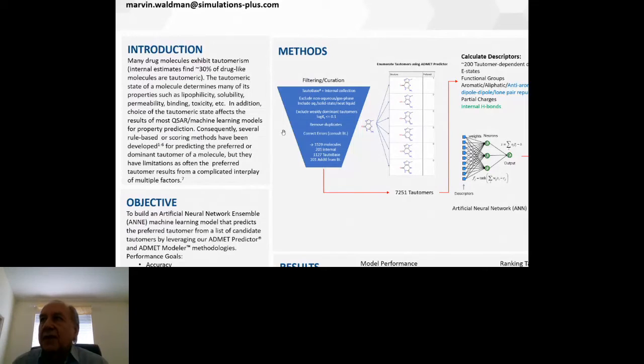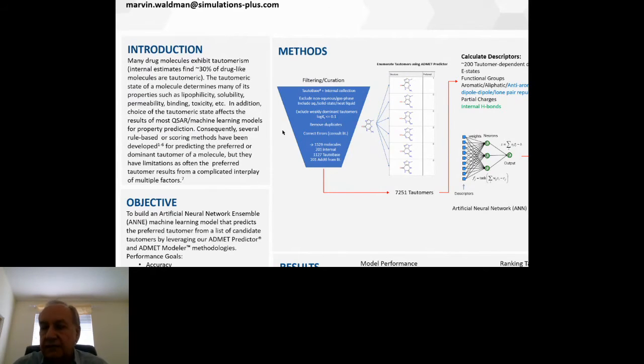So as you probably know, many drug molecules exhibit multiple tautomeric forms. Based on our internal data sets of drug or drug-like molecules, we find about 30% of them exhibit tautomerism. And the tautomeric state of a molecule affects almost all of its properties: log P, solubility, permeability. Consequently, choice of the tautomeric state will affect the results of building machine learning models, QSAR models. The choice of the tautomer affects the descriptors, typically, that you input to the model. The choice of the tautomer will affect the predictions of a model.